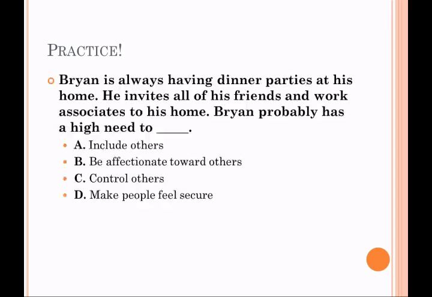Next question. Brian is always having dinner parties at his home. He invites all of his friends and work associates to his home. Brian probably has a high need to what? Is it A, include others? B, be affectionate towards others? C, control others? Or D, make people feel secure? And the answer to this one is A, include others. Think about those three interpersonal needs.